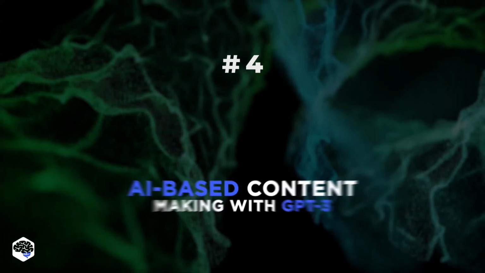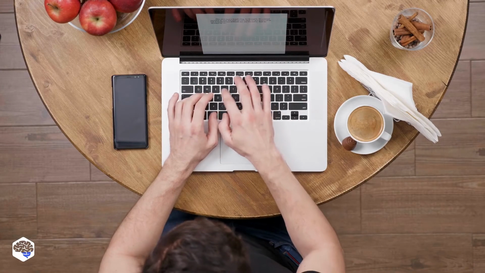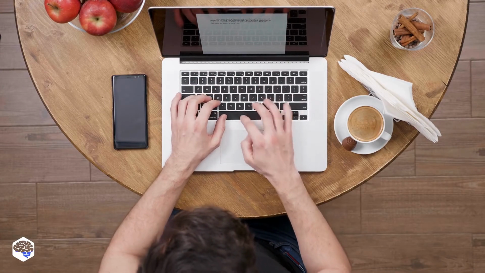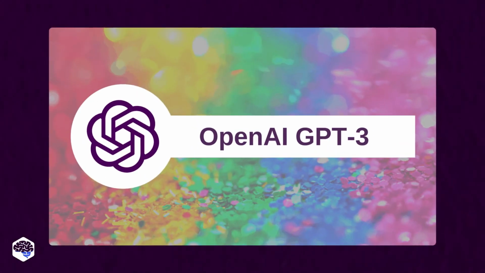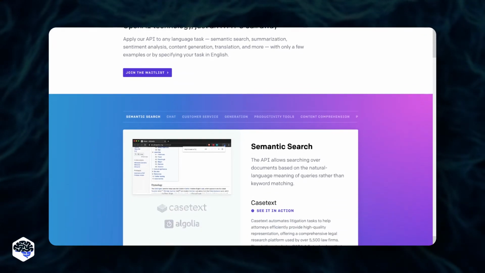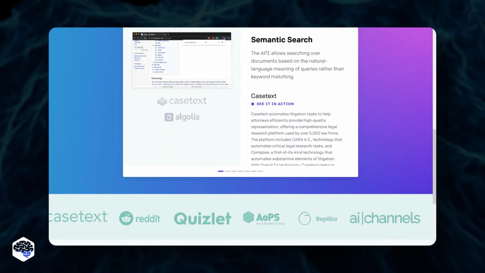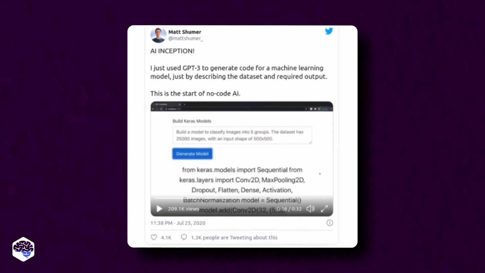The fourth idea is AI-based content making with GPT-3. Creative writing seems to be challenging to replicate. However, AI comes very close to reaching the human level of proficiency, mainly due to GPT-3. GPT-3 is an algorithm for natural language processing created by OpenAI. That is a company co-owned by Elon Musk. GPT-3 can be used to answer user questions, for creative writing, or for writing code.